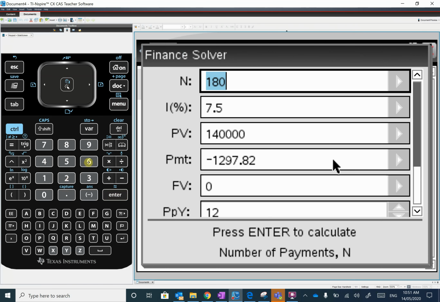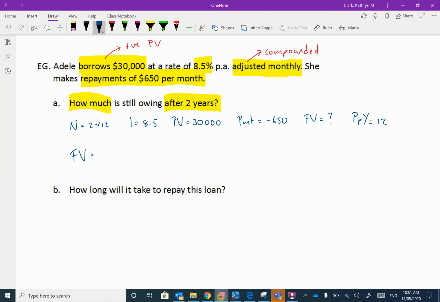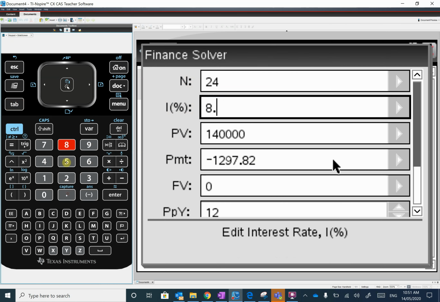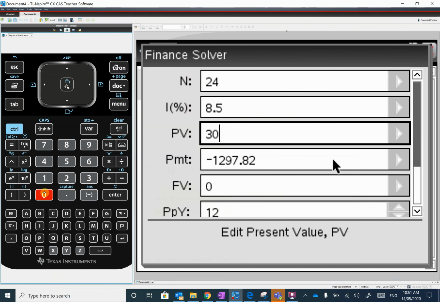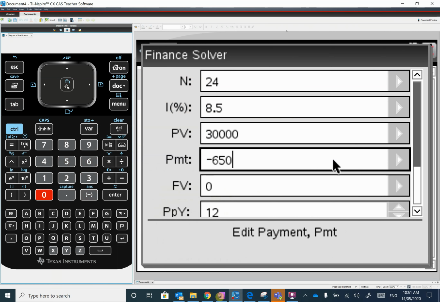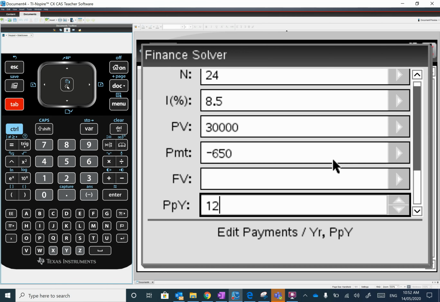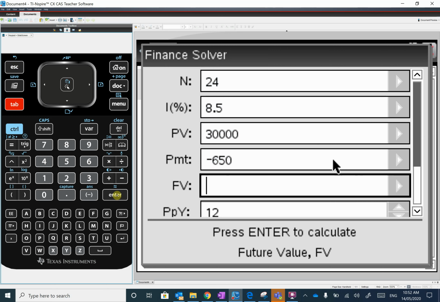So that was 2 years of monthly payments. That was 24 payments. At an interest rate of 8.5. And she borrowed 30,000. That's going to be a positive value. I have to enter in a negative payment of $650. Future value, I don't know yet. So these all then stay empty. Payments per year is 12, compound periods per year is 12. Yep, all good. So I'm going to solve for my future value.